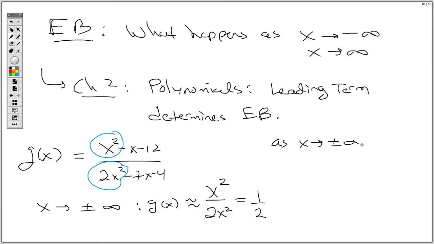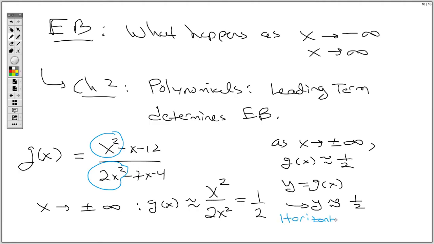So as x goes to plus or minus infinity, the g of x should settle down to about 1/2. And remember, the g of x are y values. We're looking at the graph y equals g of x. That means the y values are getting close to 1/2. And this creates what's called a horizontal asymptote of y equal 1/2. So we had vertical asymptotes. Those were vertical lines that the function was trying to be like. A horizontal asymptote is a horizontal line that the function's trying to be like.